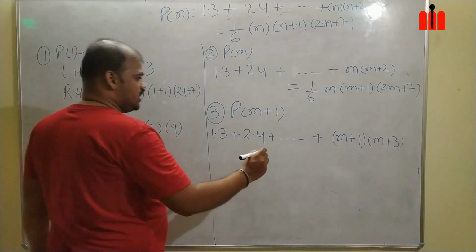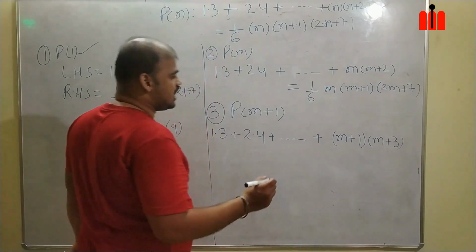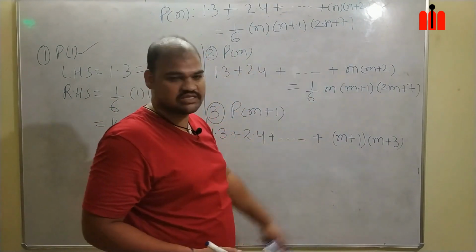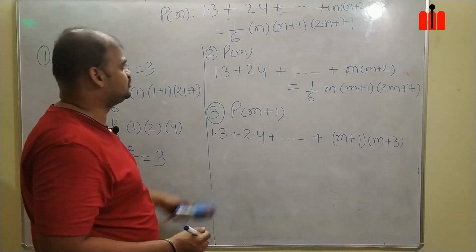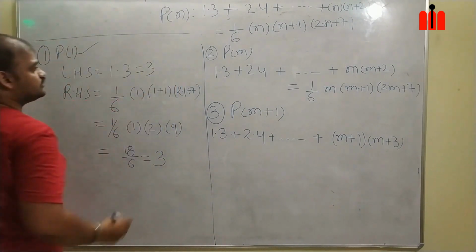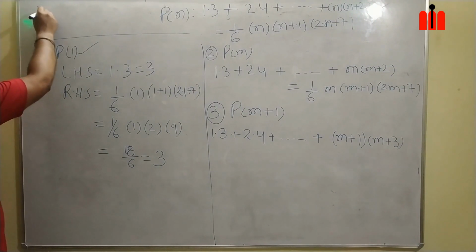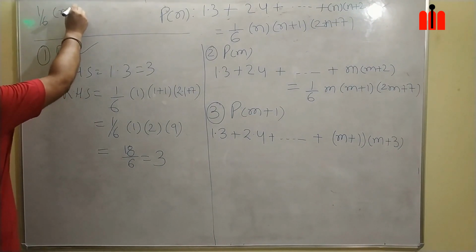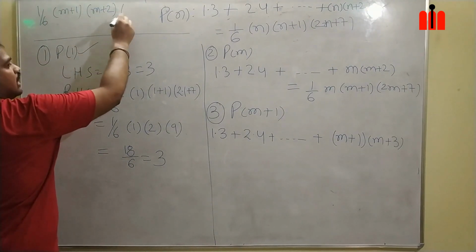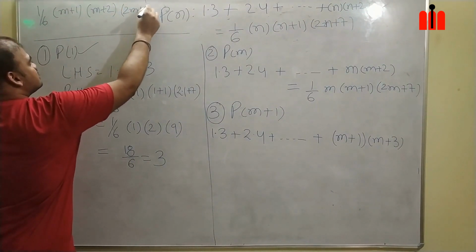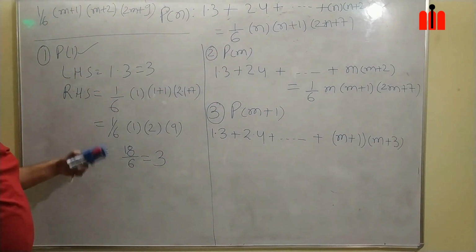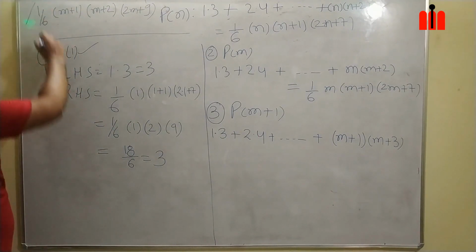So now we have to think how my RHS will look like. Now my RHS over here is 1 by 6 n, n plus 1, 2 n plus 7. So for my RHS I have to substitute n is equal to m plus 1. So how my RHS will look like? Let me write it over here. My RHS will look like 1 by 6 m plus 1, m plus 2 and 2m plus 9. Okay, substitute n is equal to m plus 1, then you will get 2m plus 2 plus 7, which is 2m plus 9. So this should be our aim.